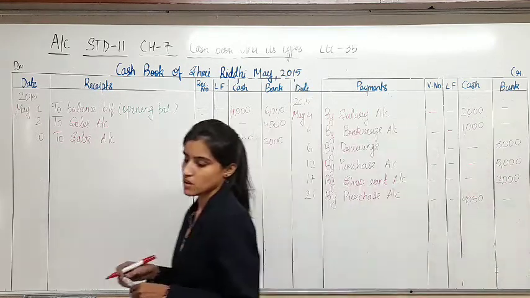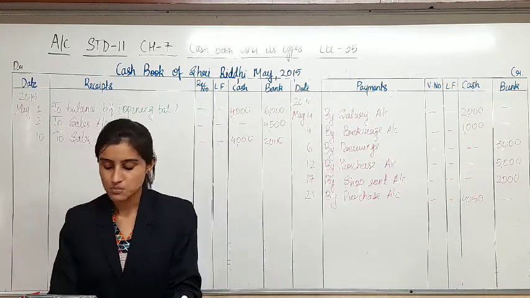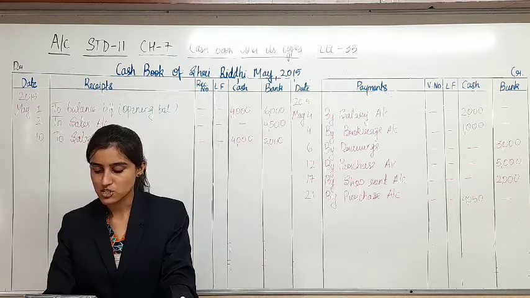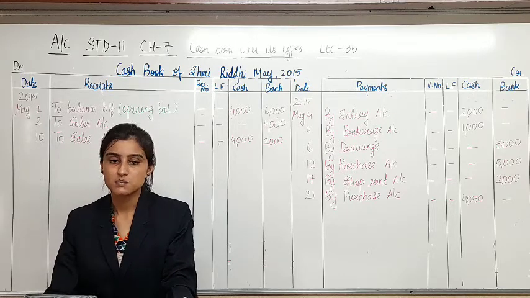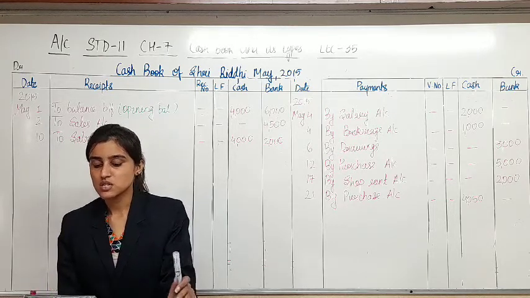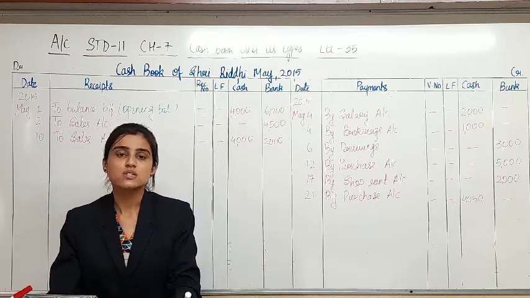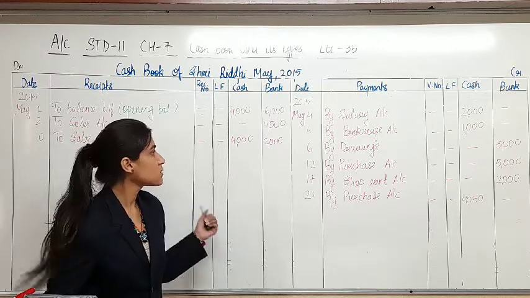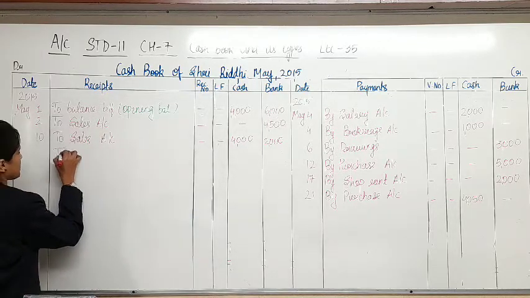Next, on 24th of May, Karishma has paid 2,550 by cash towards her debt. Karishma has paid. That means she has paid to whom? To us. So this is receipt for us and payment for Karishma. So on receipt side, we are going to write down the name of Karishma.